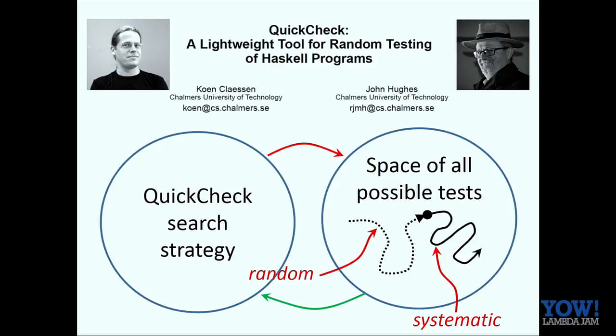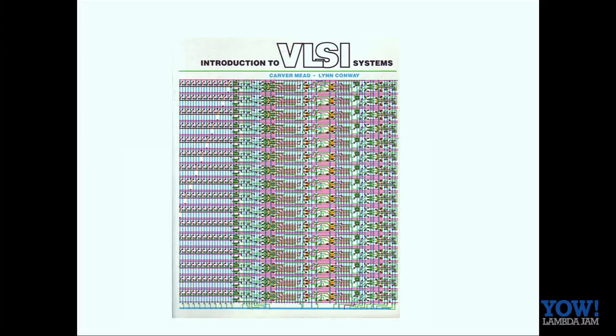So now, just for the last part of the talk, I want to move to hardware. Has anybody seen this book? Oh, two people. This is three people. This is Mead and Conway, Introduction to VLSI Systems. And when it came out in 1979, it revolutionized VLSI design.